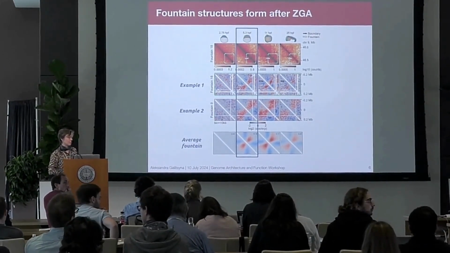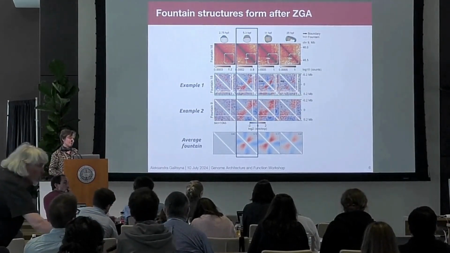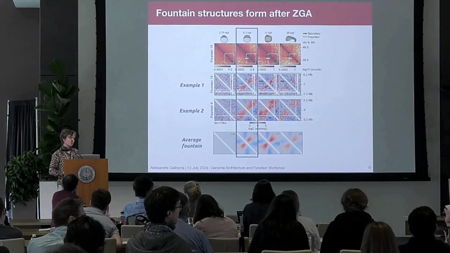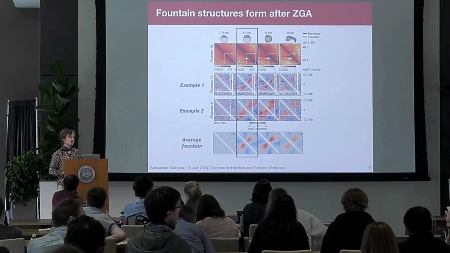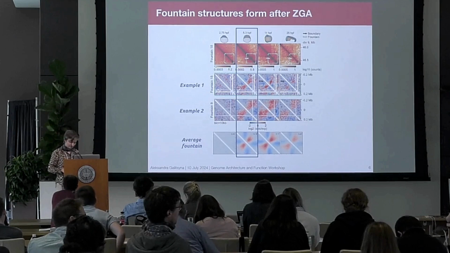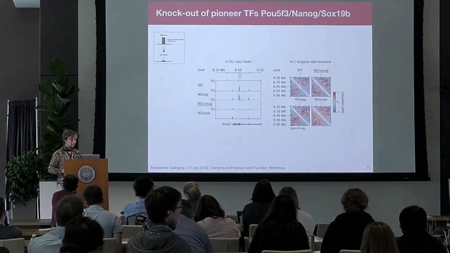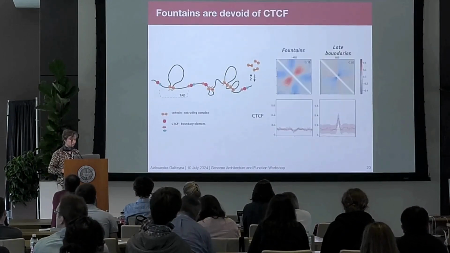I wanted to ask again about WAPL depletion. In the case of WAPL depletion, we believe we find more cohesin on chromatin. So that means the loading would be more than in the case of unperturbed cells. So do you see more fountains?